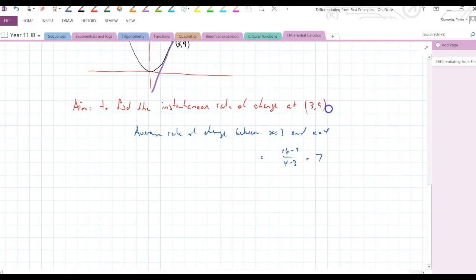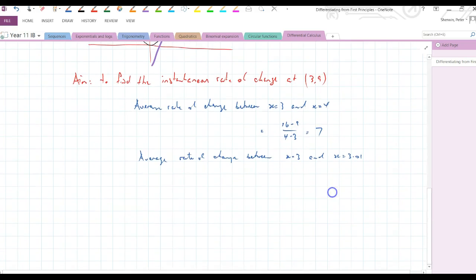So we're still trying to find this instantaneous rate of change. So we're still finding an average rate of change, but let's say we go now, and we're going to find the average rate of change between x equals 3 and x equals 3.01. It's going to be closer, isn't it? So let's get those numbers.